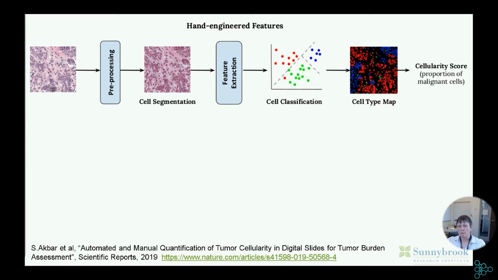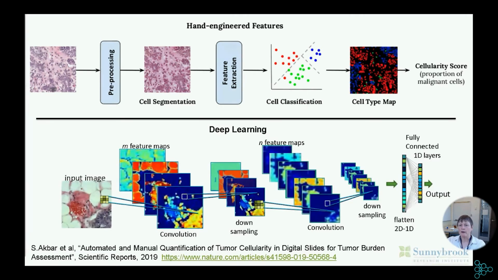Now, this was very time consuming. It took him a lot of time to tune each step of this. You have to tune the cell segmentation, you have to decide how many features to extract, train the algorithm, and so on. And actually, it turns out that was very inefficient. Since about 2014, most algorithms in digital pathology have been based on convolutional neural networks.